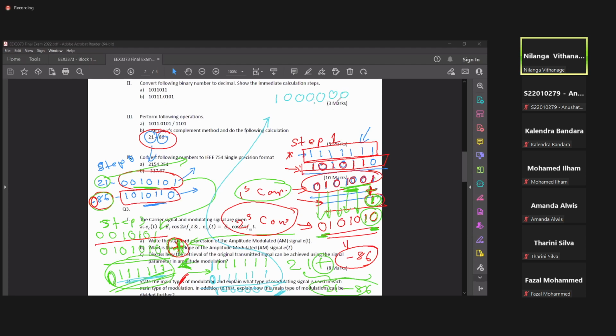Okay, since this is a minus value, can you see, minus 21 minus 86 means minus 65 now. Since it is a minus value, you have to add 1, which means 1 0 1 0 0 0 1. And now if you convert this one into binary, shall we use the calculator?